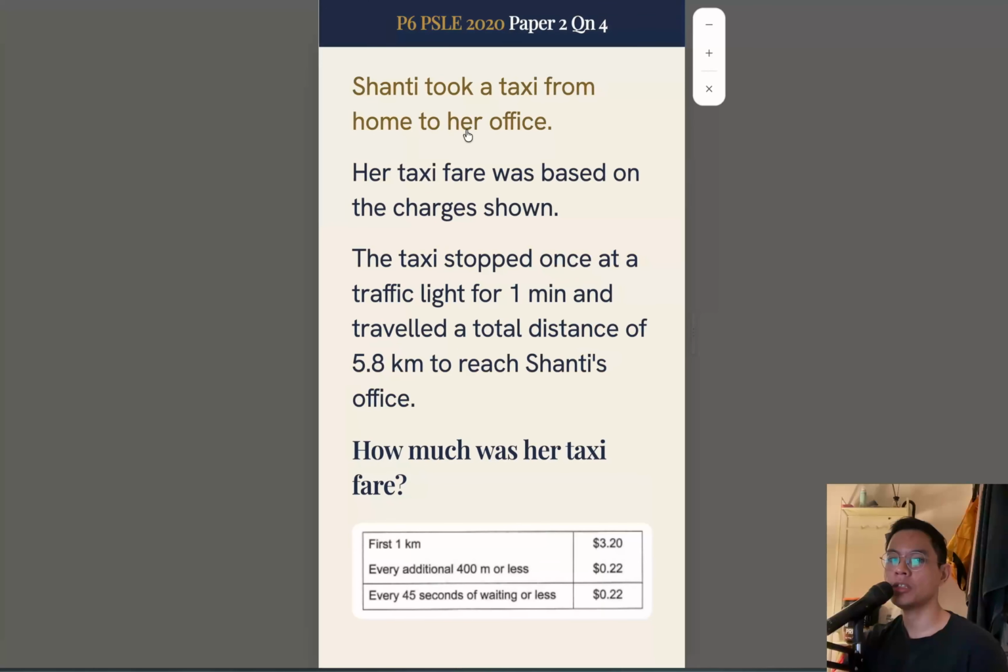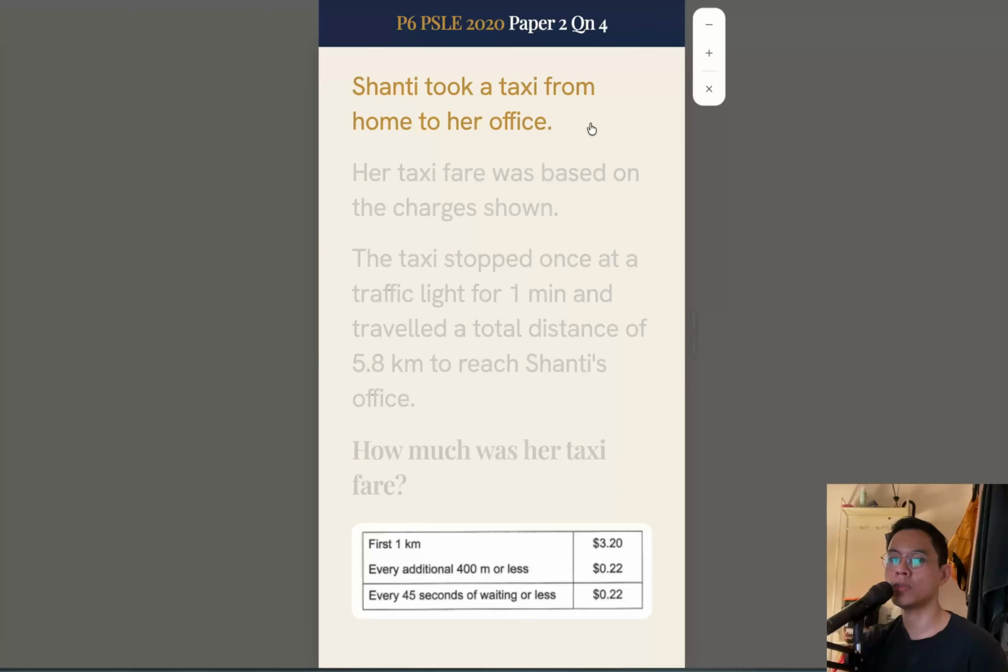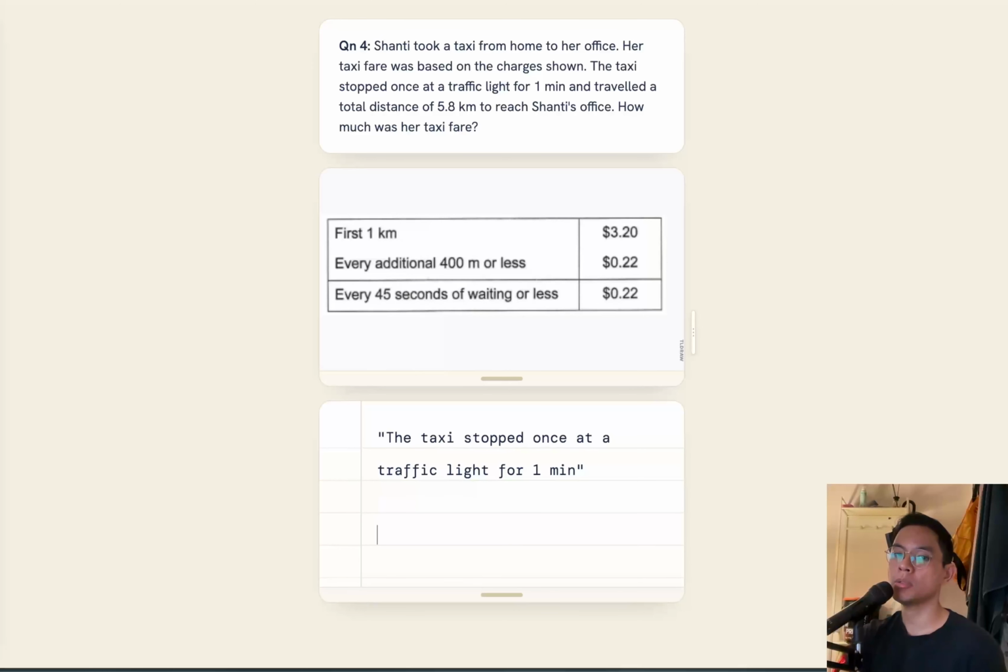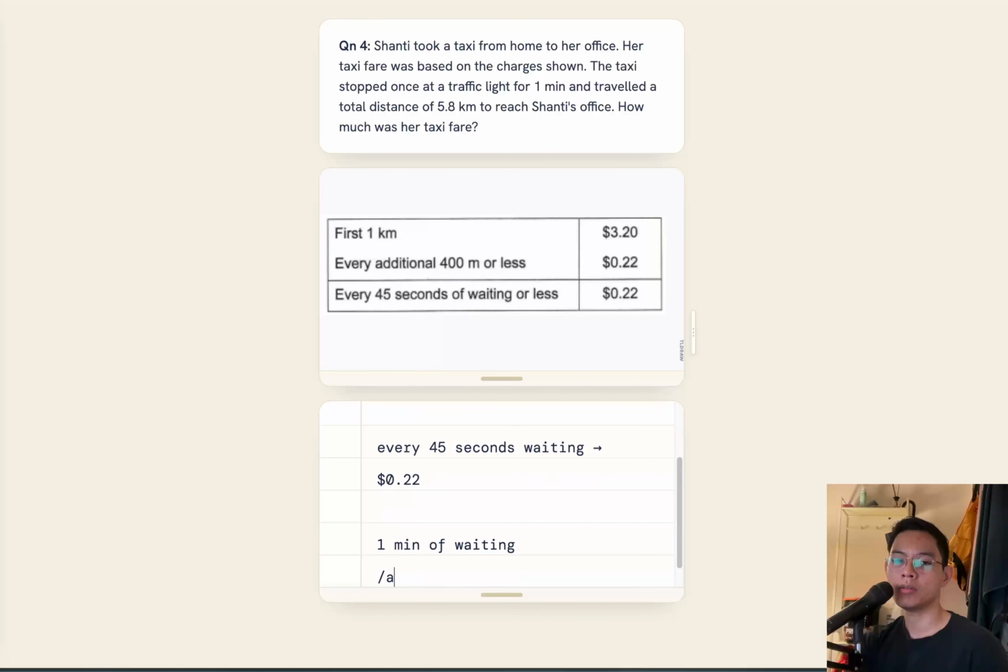Question 4. Shanti took a taxi from her home to her office. The taxi fare was based on the charges below. The taxi stopped once at a traffic light for 1 minute and traveled a total distance of 5.8 kilometers to reach Shanti's office. How much was her taxi fare? Every 45 seconds of waiting costs 22 cents. So 1 minute of waiting would be 0.22 times 2, which is $0.44.